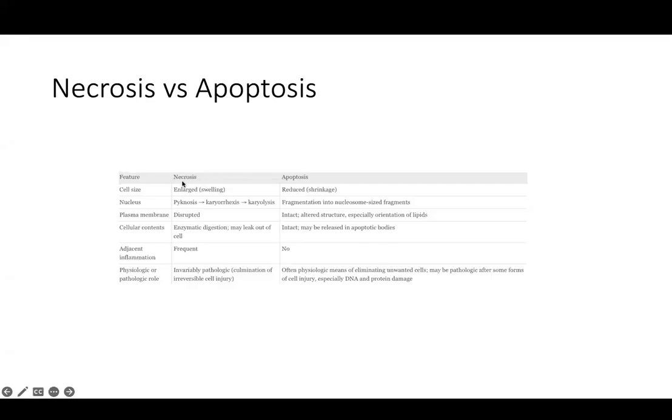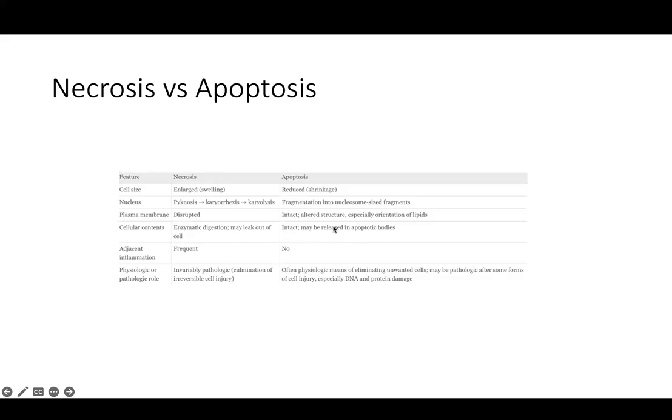You can differentiate it by the cell size. Necrosis is a large cell, compared to apoptosis, which is a smaller cell. The nucleus, don't worry about this one. I'm not going to ask you that one. The plasma membrane, we know, is disrupted in necrosis. It just falls apart. Compared to apoptosis, it's intact. Nothing leaks out. The cellular contents in necrosis leak out. The cellular contents in apoptosis don't leak out.